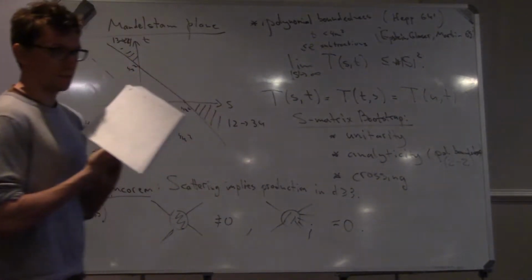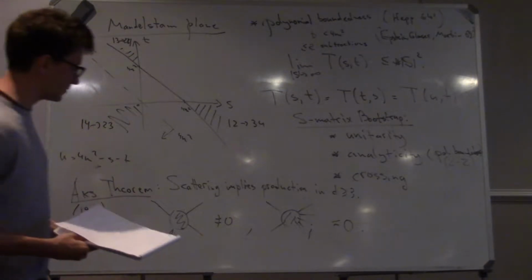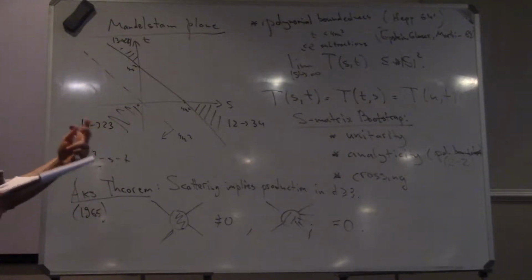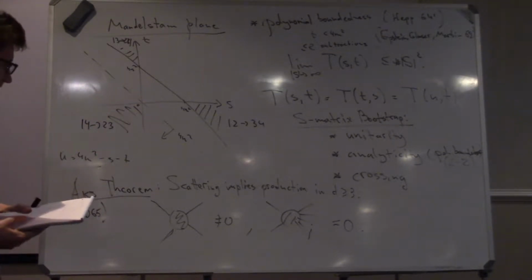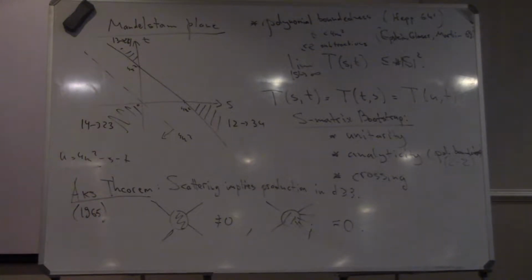And we know that in 2 dimensions, it's totally possible. It happens all the time, and all the exact S-matrices we know, the integrable ones, they have this property. And so you might have asked yourself, can I do something like this in high dimensions? And this theorem tells you no, it's impossible. So in high dimensions, if you have scattering, you will get production.